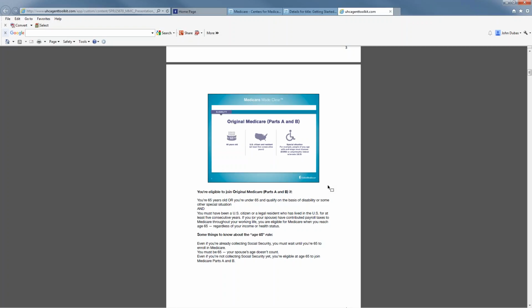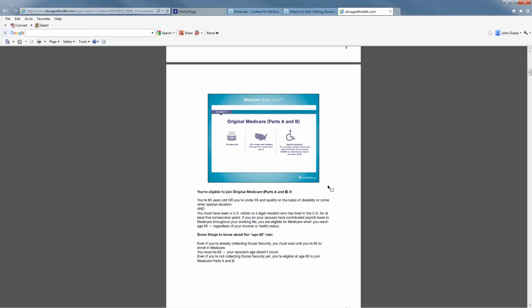for at least 5 consecutive years. If you or your spouse have contributed payroll taxes for Medicare through your working life, you're eligible for Medicare when you reach 65, regardless of your income or health status. Some things to know about that 65 rule.